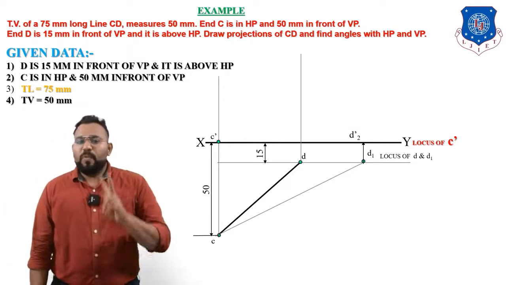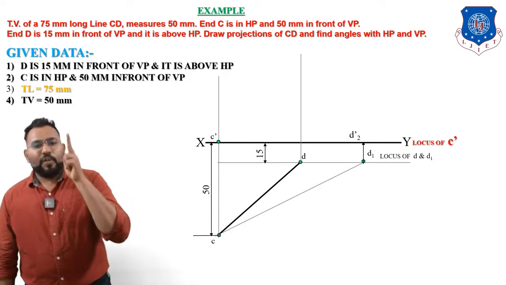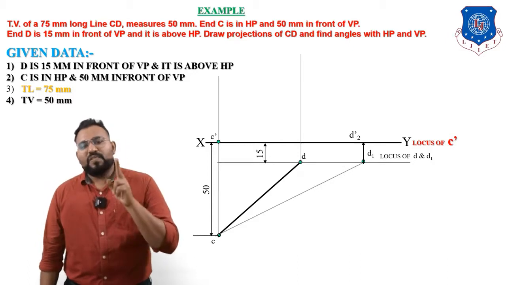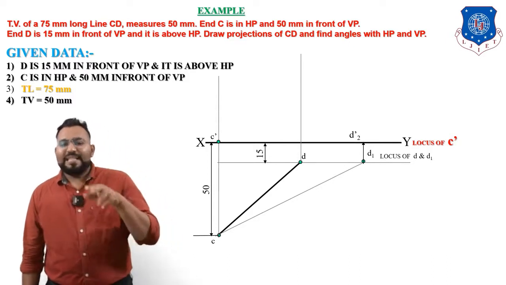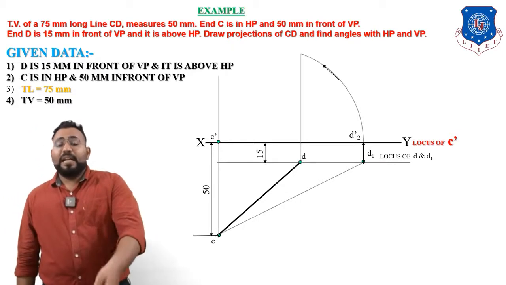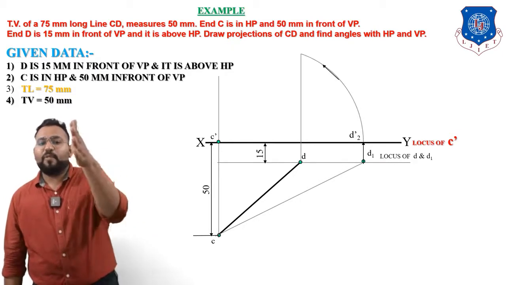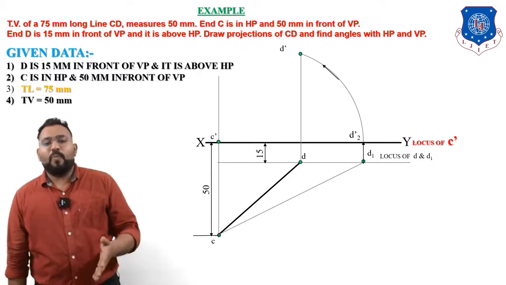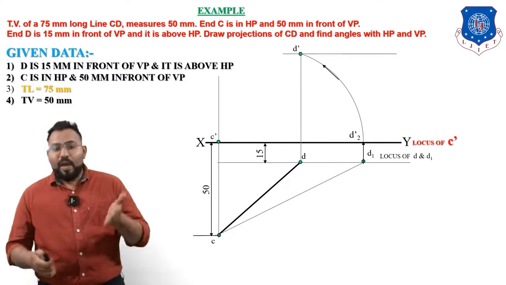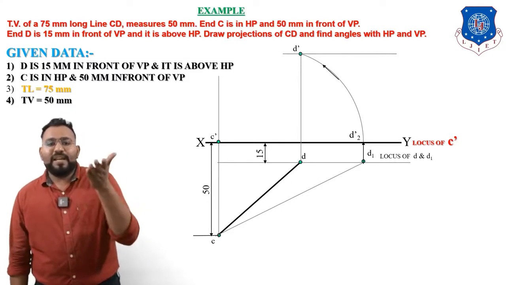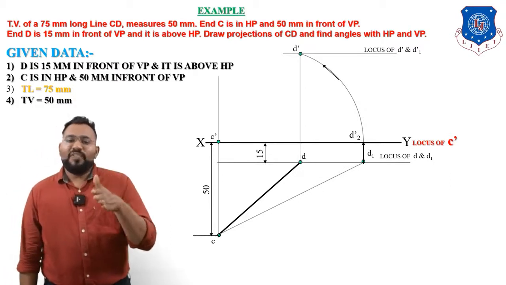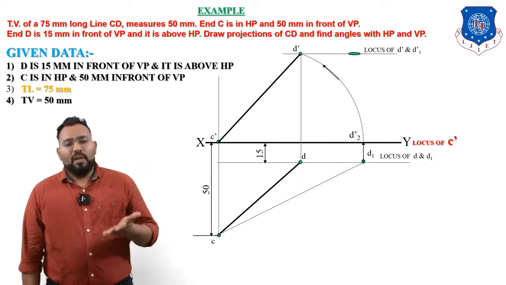So now what you will do? Take a distance equal to C dash D2 dash, and with C dash as a center, put an arc. Whenever this arc intersects the vertical line which is coming from point D, it will be your point D dash. Now connect point C dash and D dash, but before that first write the locus. From point D dash, draw a horizontal line, it will be your locus of D dash and D1 dash, and now connect point C dash and D dash, it will be your front view.